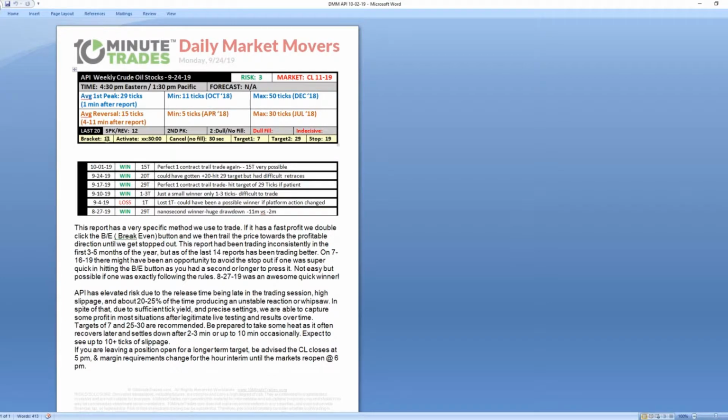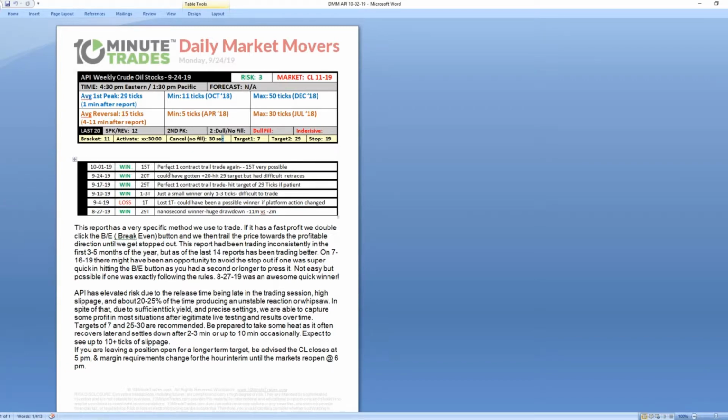I have a recommended bracket that I use. I have an activation time. That's the time that I enter the trade. I have a cancellation, although on the API report, I will tell you this, I don't cancel the report except in unusually rare conditions. And then we also have now started to release targets that I might use in a trade and the stop. We've also added a mini journal to the report that has the last 6 trades and what happened during those trades.